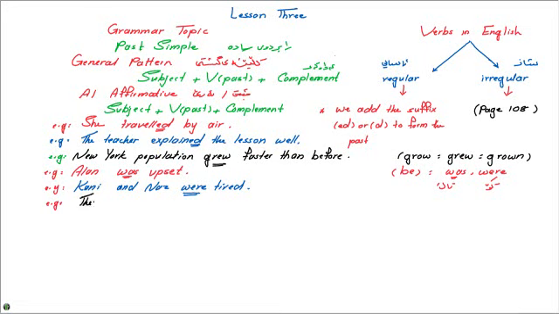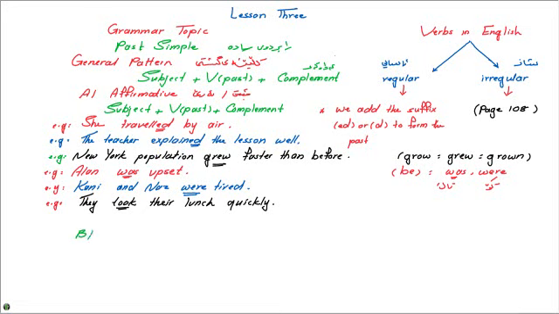They took their lunch quickly. They took. Took is also an irregular verb because it didn't take the suffix ed. This is the affirmative: subject, verb in past form and complement.